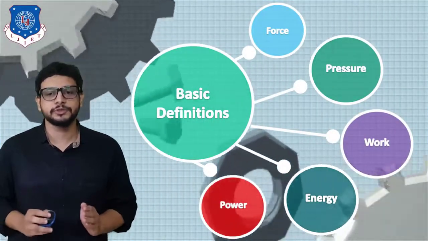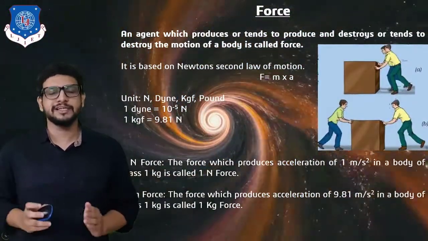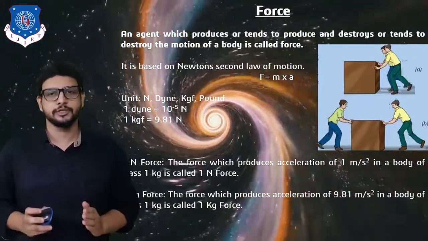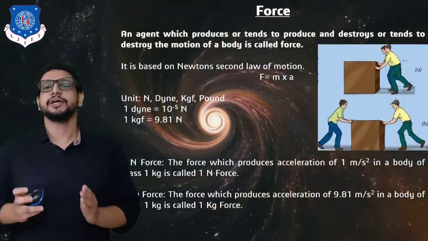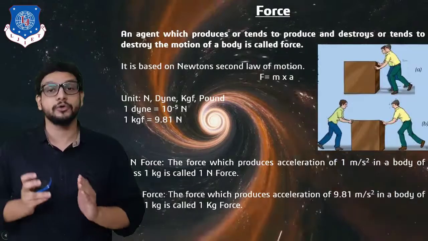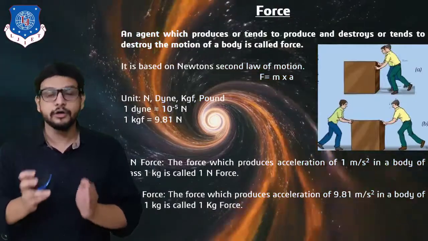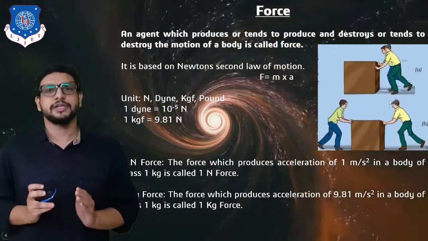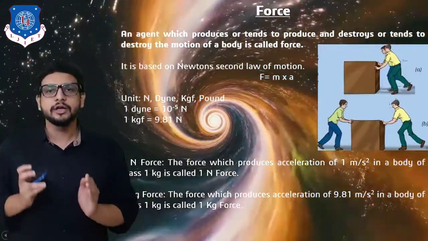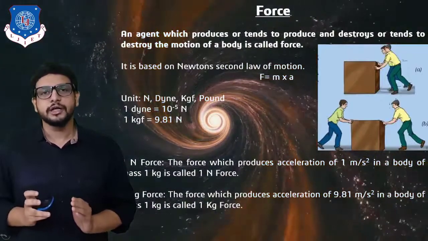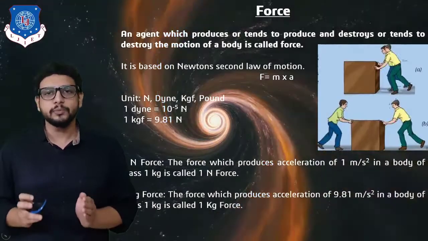There is a basic term, force. So what is force? We are very much familiar with the term force, and we usually say that force is equal to mass into acceleration. But in actual case, if we want to define force, then we would say that it is an agent which produces or tends to produce, or which destroys or tends to destroy, motion of a body or of any substance. So how have we found the equation of force? It is based on Newton's second law of motion, and from that we get the equation that force F is equal to mass into acceleration.